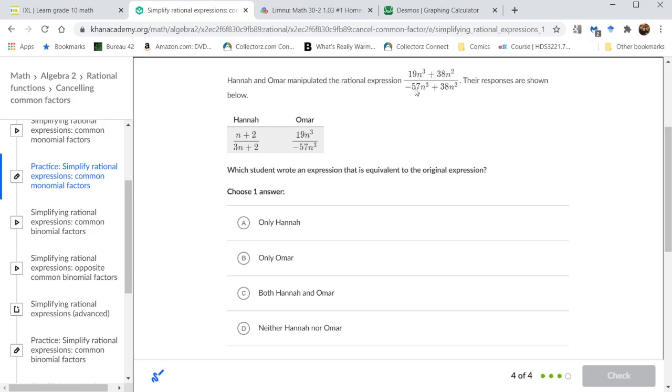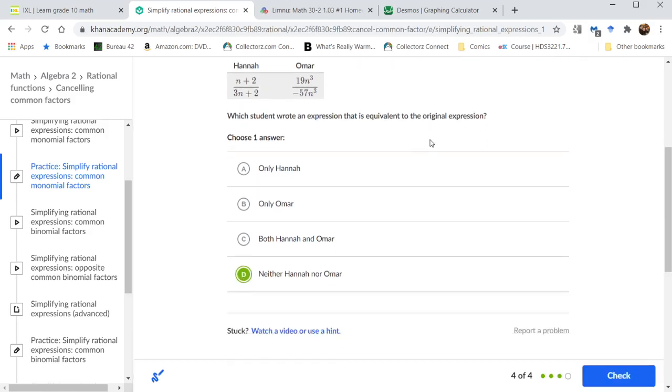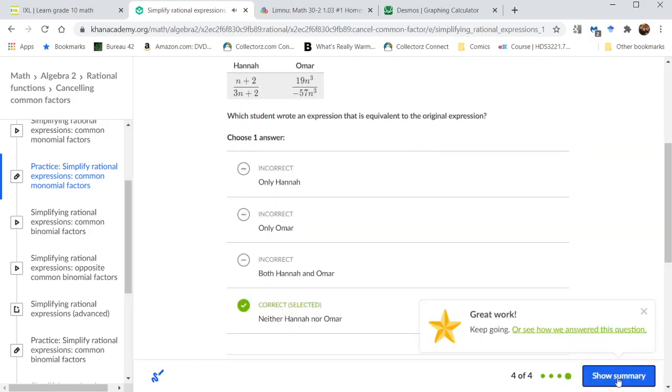We cannot just cancel when there's addition signs. So whatever we do, it's got to be after factoring out a common 19n squared. That is common in both numerator and denominator. Now the numerator, when you factor out a 19n squared, does become n plus 2. The denominator does not become 3n plus 2. It becomes negative 3n plus 2. So neither Hannah nor Omar were able to come up with the right solution in this case.